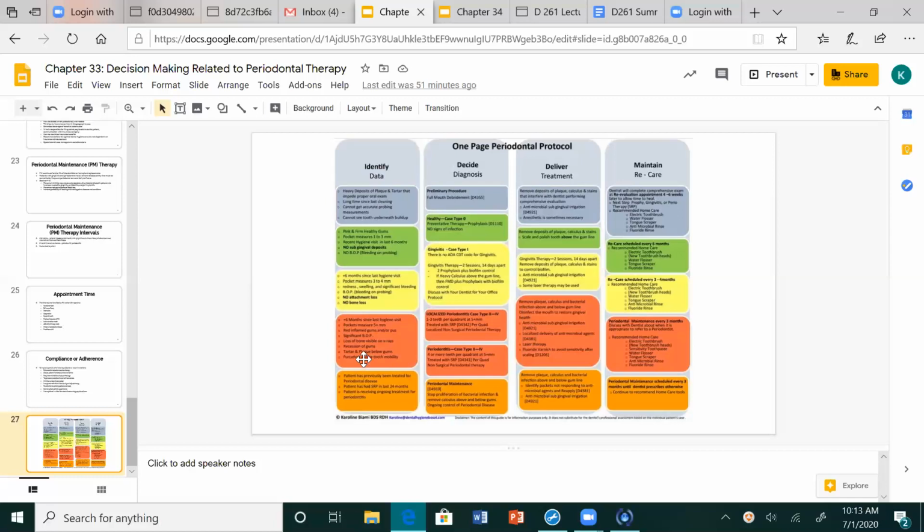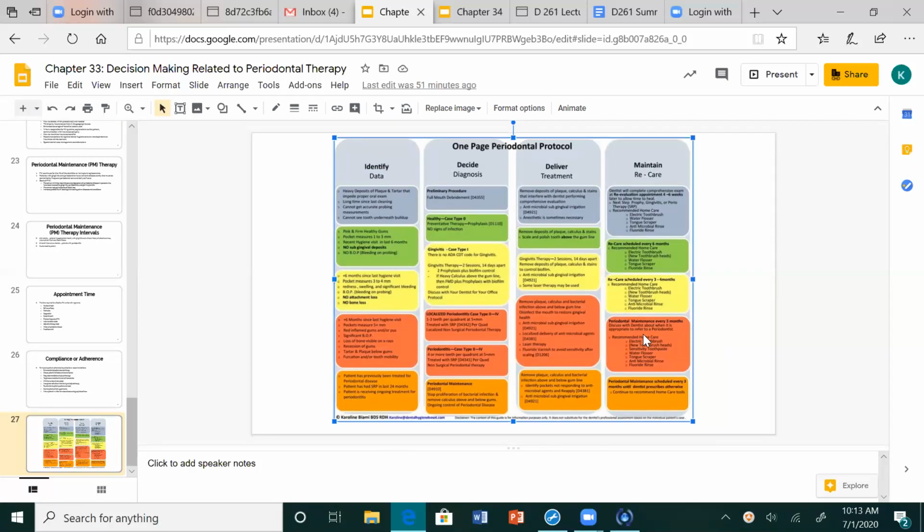Now our red boxes, this is going to be pocket measurements of 5+. We have bleeding on probing, maybe some recession. We have tartar and plaque below the gums, furcation and/or mobility. We're either going to do some localized periodontal treatment, like D4342, which is 1 to 3 teeth per quadrant, or we're going to be doing 4 or more teeth, okay?